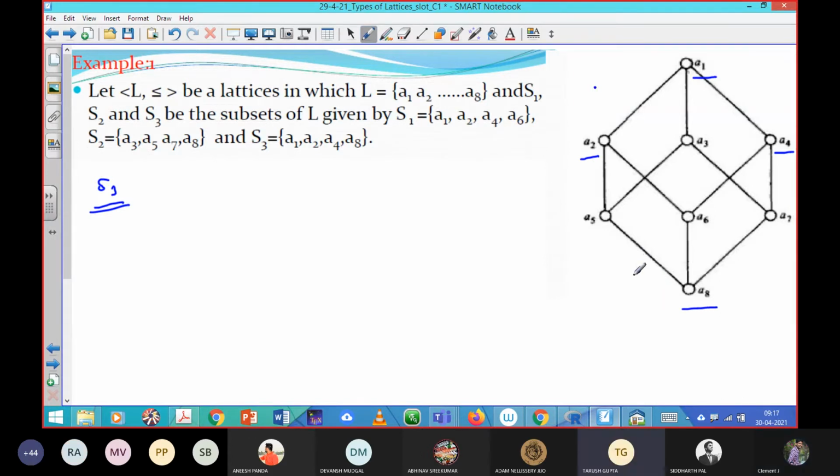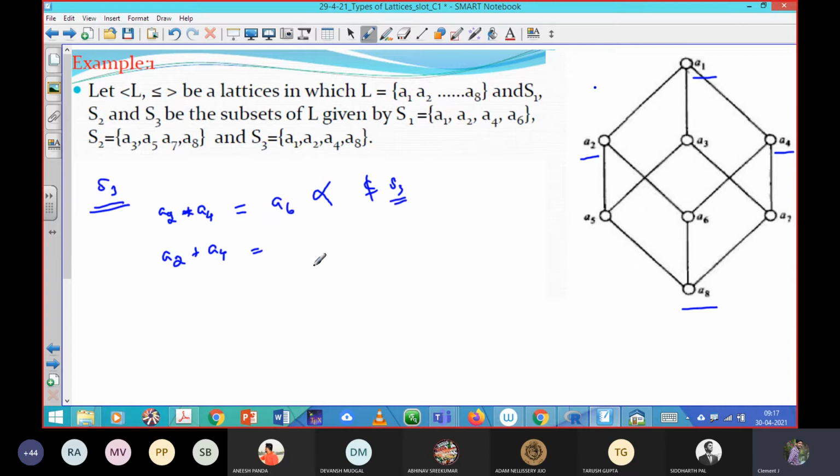Sir, A2, A4. Very good, correct, exactly right. A2 and A4. Now A2 star A4, what is the answer? GLB. A6. A6 is not in the set. Very good. It does not lie inside your S3. Otherwise you can mention that it is not contained in S3.